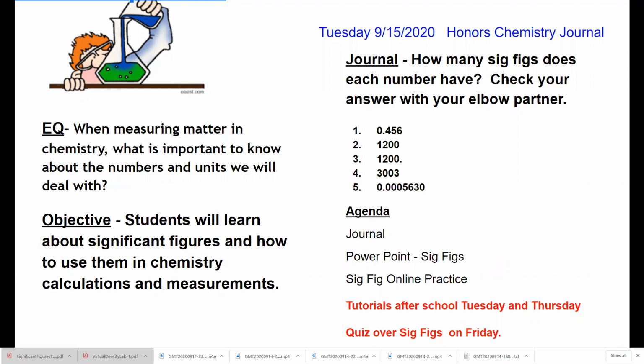Tutorials today after school. If you're going to retest, you need to come in today first and go over the test, see what you missed, figure out what you did wrong so you'll be prepared for your retest. And then we'll finish up our Sig Fig notes today. Tomorrow we're going to do a little paired activity, but you won't quiz on it until Friday. All right? I think that is everything on that. All right, let us move on.